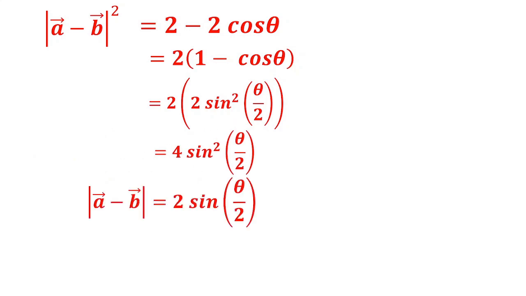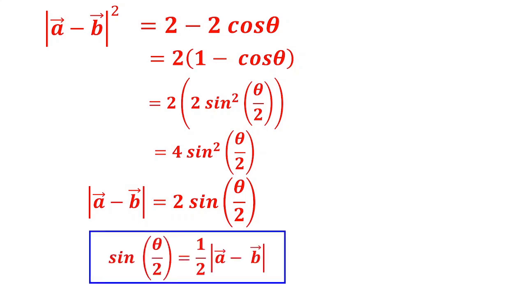Take the square root on both sides. Magnitude of A minus B is 2 sin theta by 2. Therefore, sin theta by 2 is half magnitude of A minus B. This is a fantastic result where we can find the sine of the angle between two vectors when you know vector A and vector B.